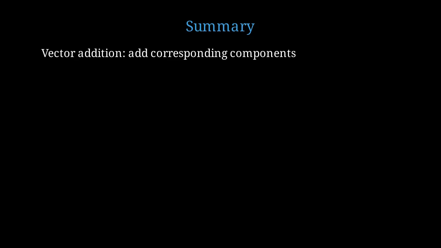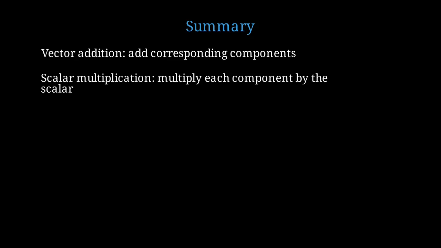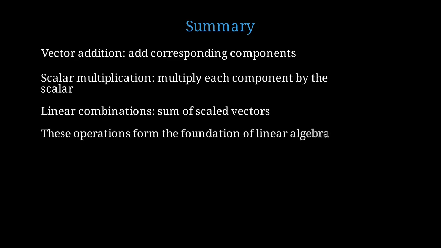Let's recap the key concepts of vector operations. Vector addition is performed by adding each pair of corresponding components. Scalar multiplication scales each component of the vector by the same constant. Linear combinations allow us to create new vectors by scaling and adding existing vectors. These fundamental operations on vectors form the basis for all of linear algebra and have countless applications in science and engineering.